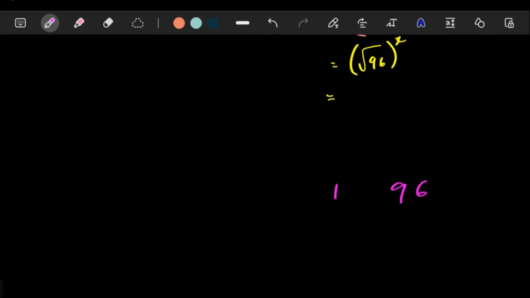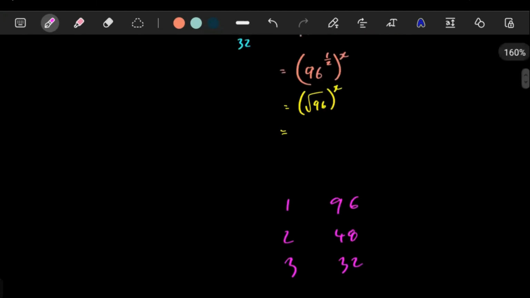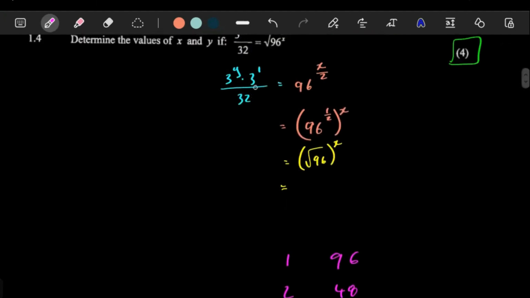There's 2, 96 divided by 2. You have 2 and 48. None of these are square numbers. Let's try 3. 3 and 32. Okay, we kind of have something here because there's a 3 and a 32 here.